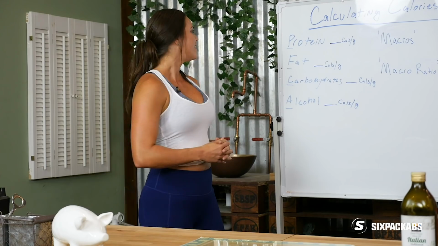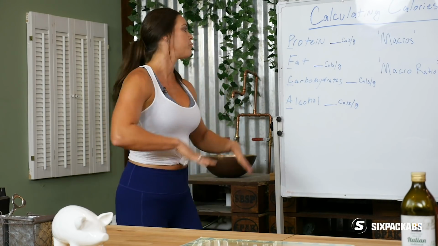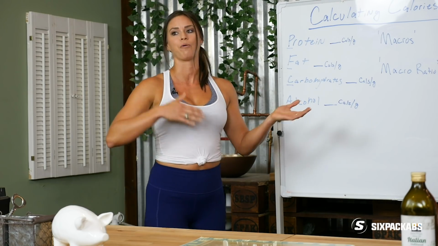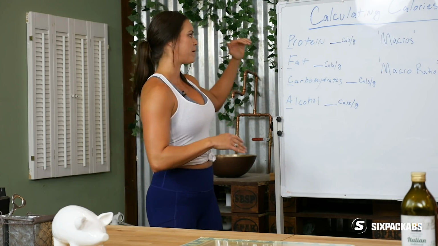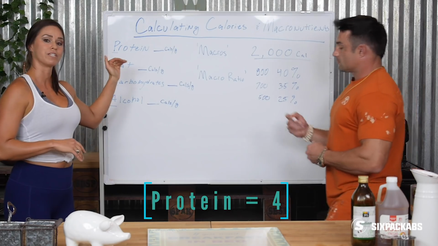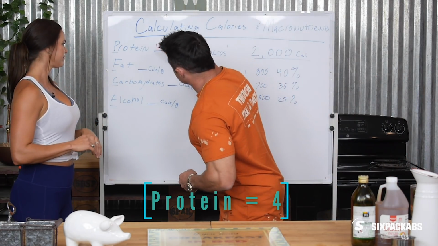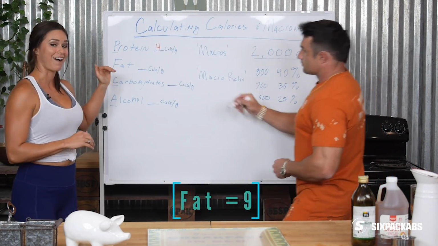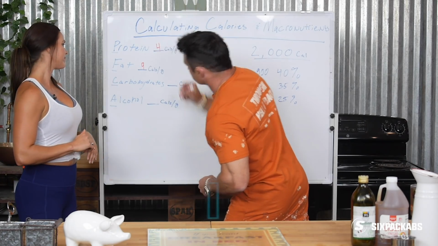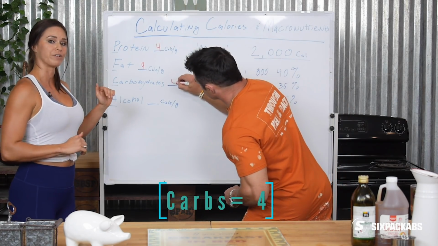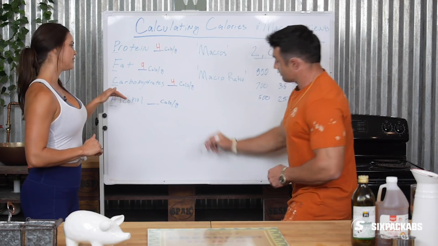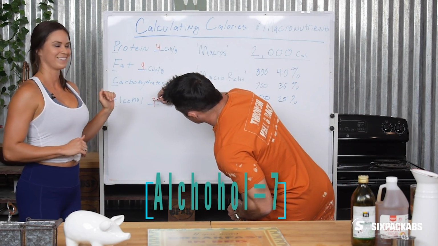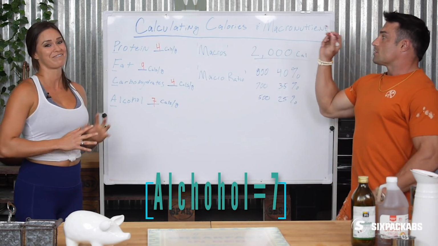Exactly. Okay, great. And so just to break it down a little bit, when you're trying to calculate how many you need of each, just remember that protein is going to be 4 calories per gram. Fat will be 9 calories per gram. Carbohydrates are also 4 calories per gram. And alcohol, wait for it, 7. Almost as much as the fat, guys.